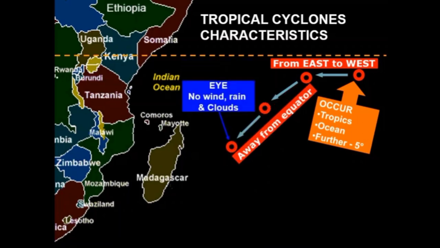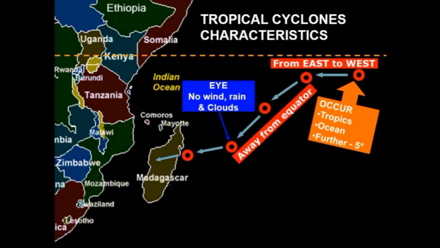And then we have the eye. Now, boys and girls, the eye is that centerpiece in the middle of that circle. In the eye, we say there's no wind, no rain, no clouds. Temperature will increase, and as our temperature increases, pressure will decrease. That's in the eye. So you need to know what happens in the eye, ladies and gentlemen.